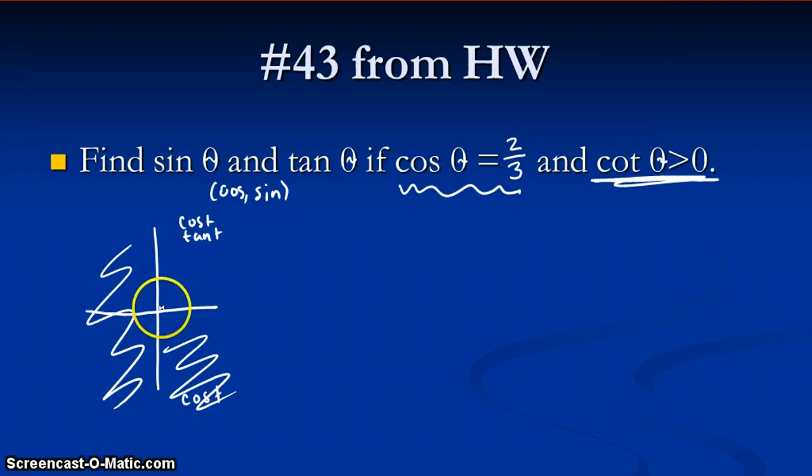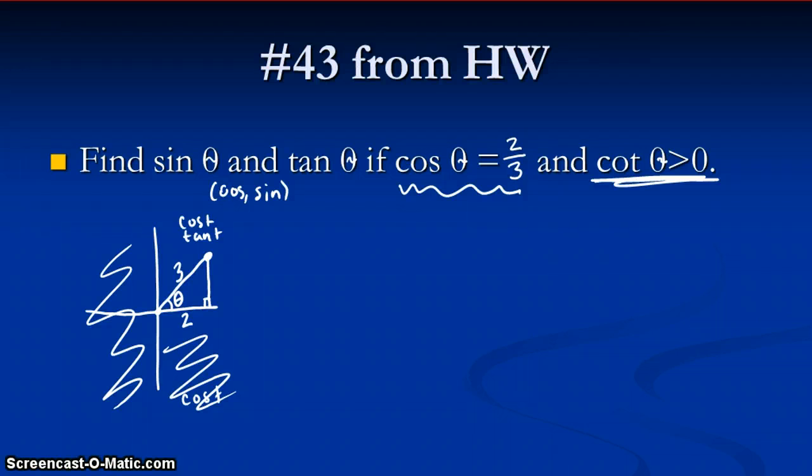Once I establish my quadrant, I draw my terminal side of a triangle there, connected to the x-axis, label the reference angle as theta, and then I know cosine is adjacent, so the adjacent side to that angle is 2 over hypotenuse, so my hypotenuse is 3.